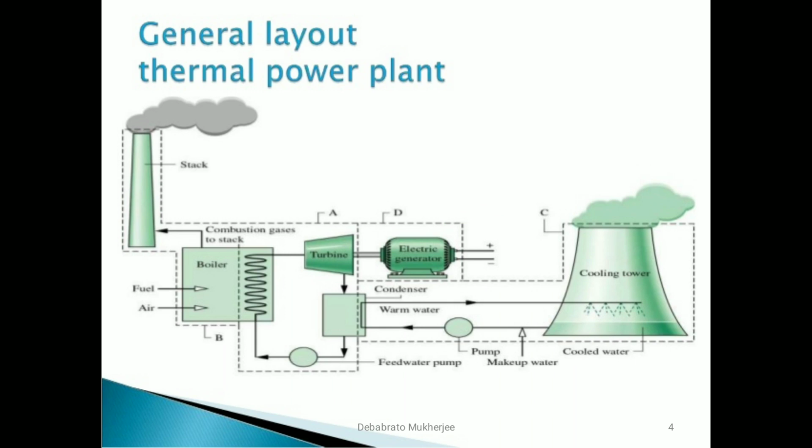Next, this is the general layout of a thermal power plant. In this, you can see there is a boiler which is connected to a turbine, which is coupled to an electric generator. Through the boiler, superheated steam hits the turbine, which rotates the turbine, which is coupled to the electrical generator. Since it is coupled, the electric generator will also rotate, and this rotation will result in the production of electricity in three phase.